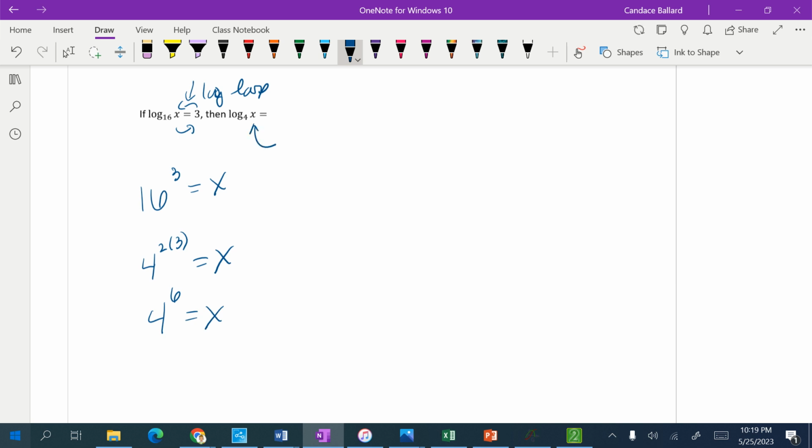I'm going to now substitute that x into this one. So log base 4 of 4 to the 6. Well, I know that log base 4 of 4 cancels, and that my answer would just be 6.